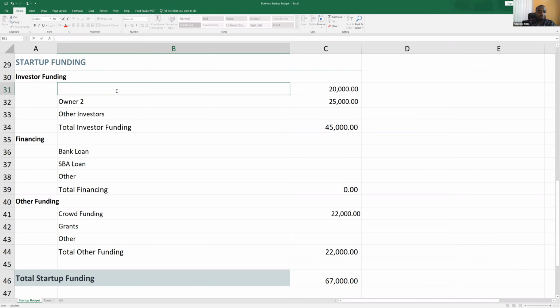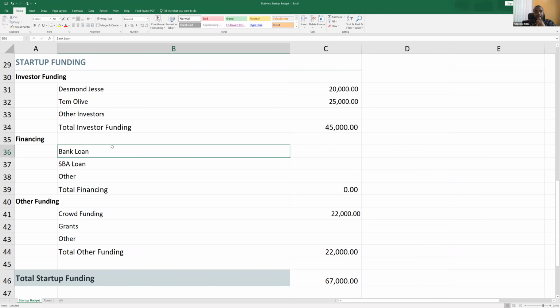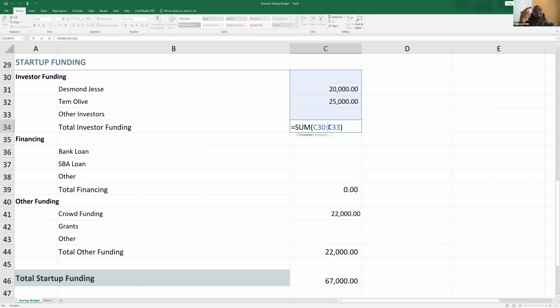Remember, this kind of budget, let me remind you, is for pitching, right? This is a kind of budget which you're supposed to use to pitch your business idea to investors. So for the investor funding, in case you are partners, you can write partner 1, or you can say Desmond Jesse, that amount of money. Sorry, Desmond, for using you as an example. Then we can have the second partner, Tem Olive. Then we have the total funding, which comprises the first and the second investor, right?